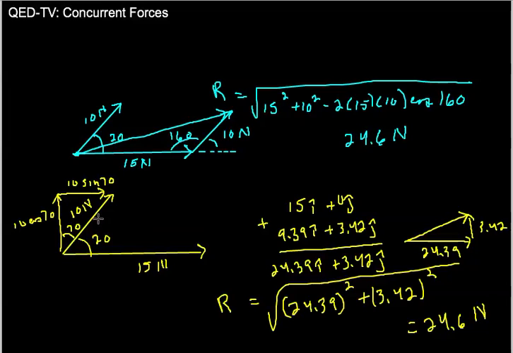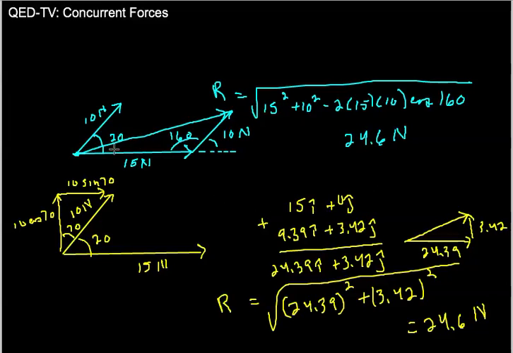Some people like this method a little bit better, and some people just like the law of cosines. If you have more than two vectors, you're going to want to use i hat, j hat. It's just a lot easier. If you have only two vectors, then probably you're going to want to use this law of cosines up here. Now that's just finding the magnitude, by the way.